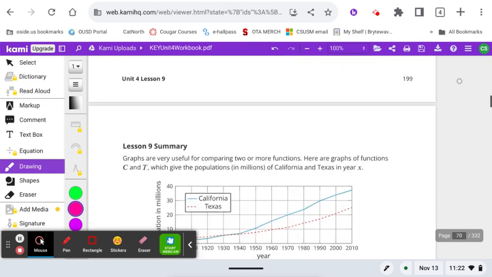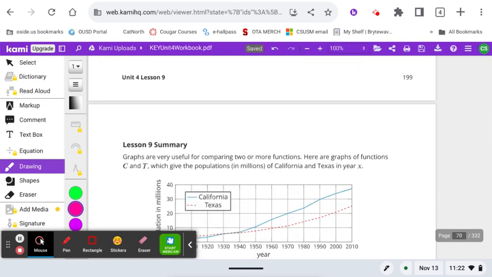How'd you do? Go ahead and highlight the summary. Read over what you should have understood from today's lesson.